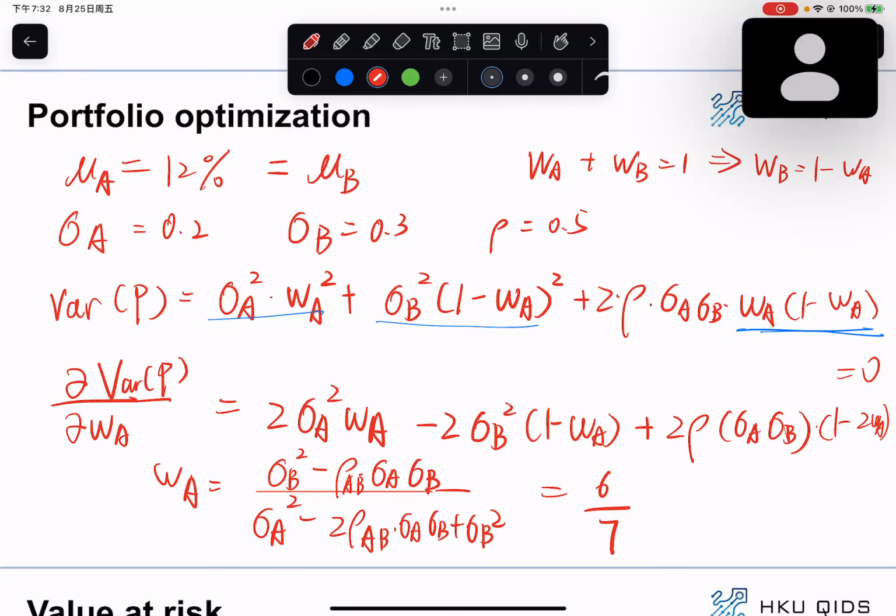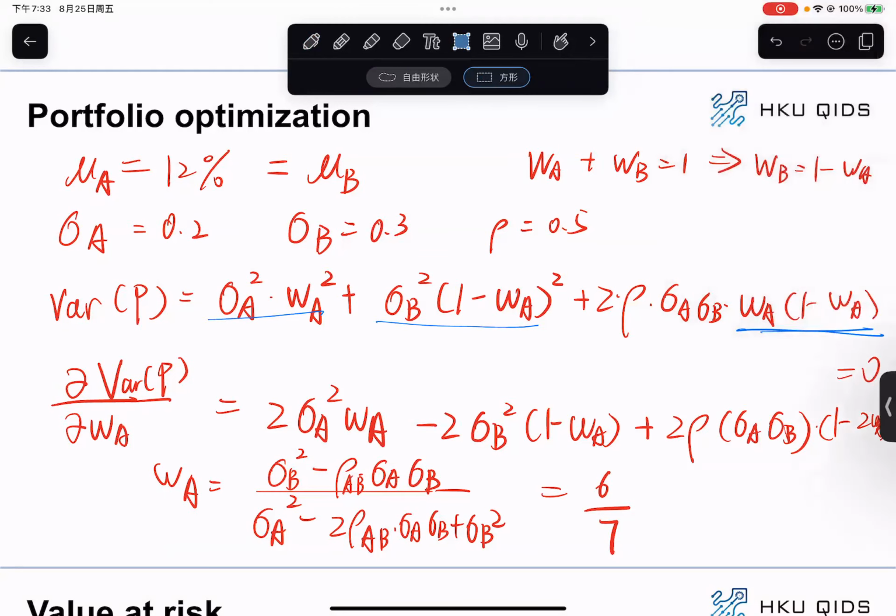But if you really want to learn more, there is actually a closed form for the optimal weights. Let's try to write it here. Let's add one more page.